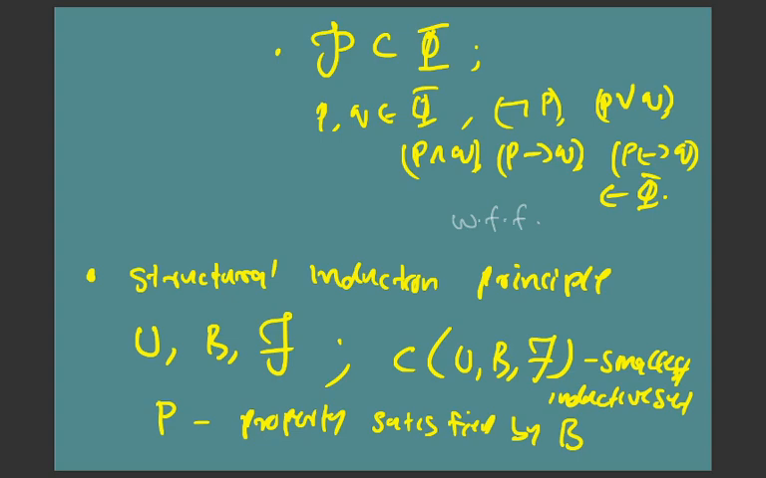Then we looked at the structural induction principle, which states that suppose you have a universe U, a base set B which is a subset of U, and a collection of functions, which we denote by F, which takes elements of U or pairs of tuples of elements of U to elements of U. Then P is some property that is satisfied by B. If you want to show P is true for all elements of the smallest inductive set C of U, B, F, then we can use structural induction, right? So that is what we studied there.